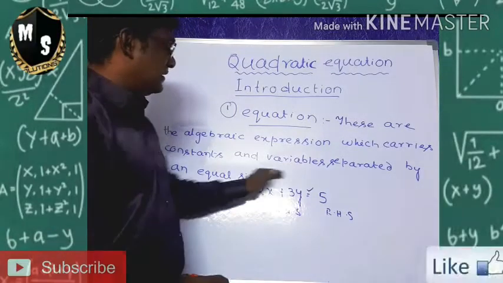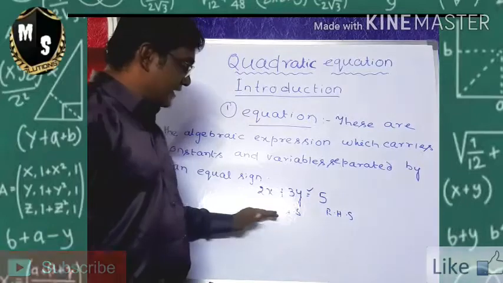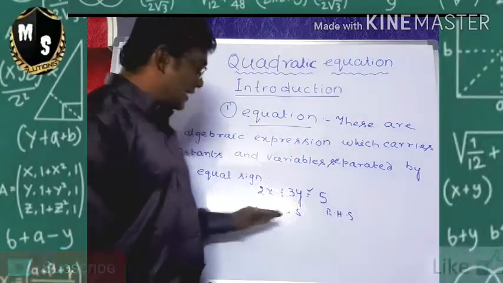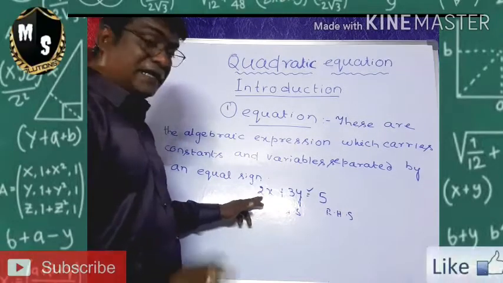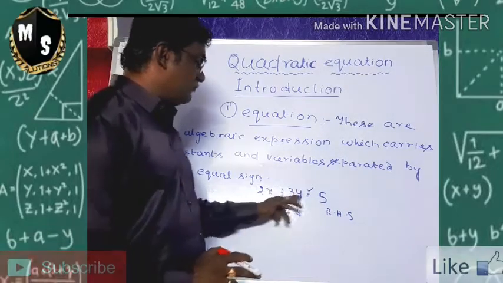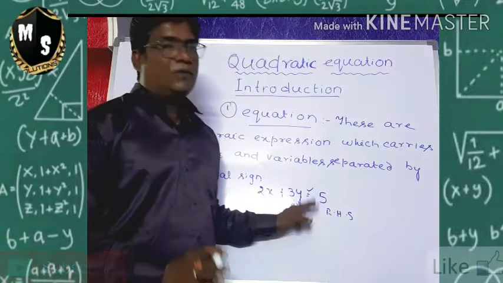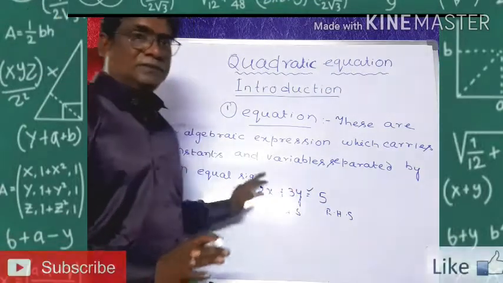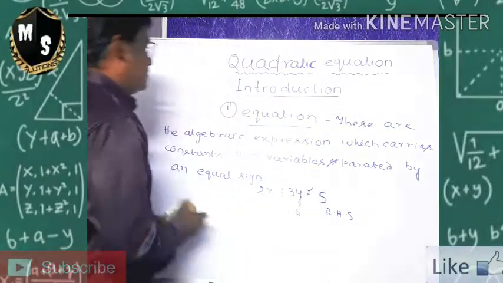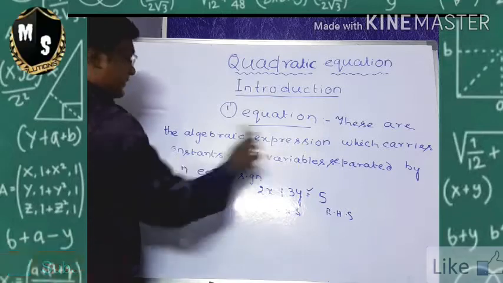So this is an algebraic expression separated by an equal sign, giving you two sides, called the LHS and the RHS, and it comprises the constants, that is 2, 3, 5, the pure numbers, and the variables x and y. So this is called an equation. This is the definition of the equation. It is an algebraic expression.